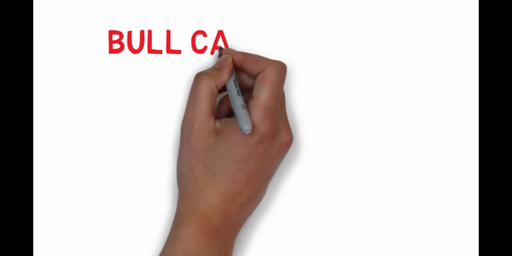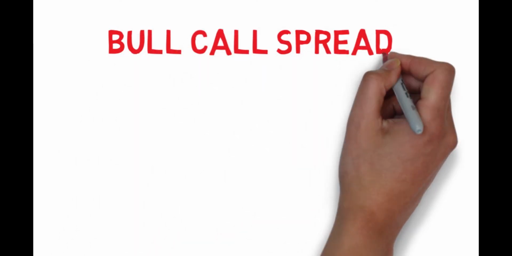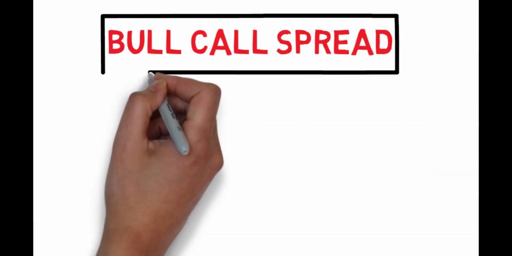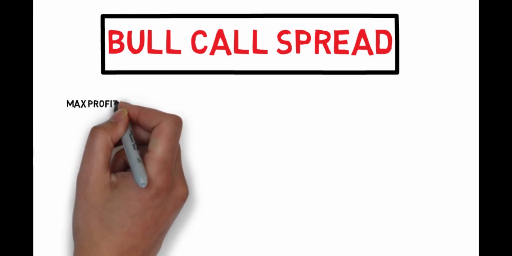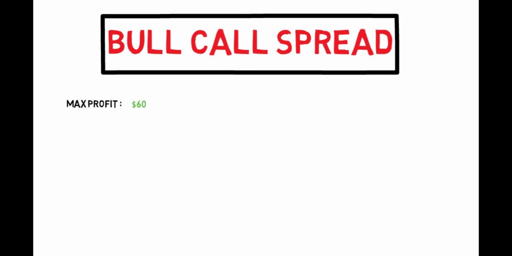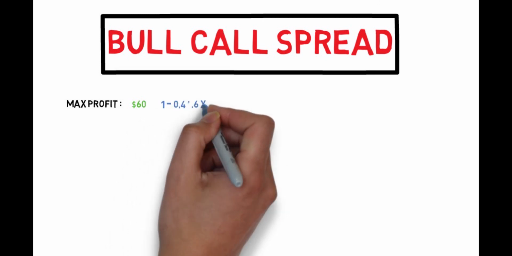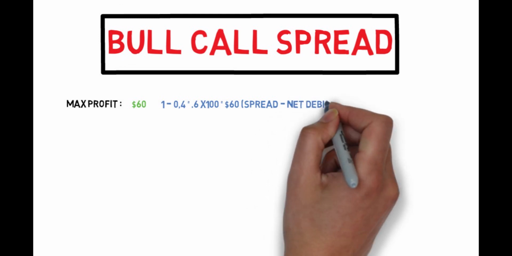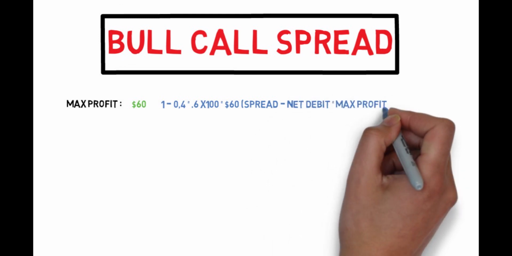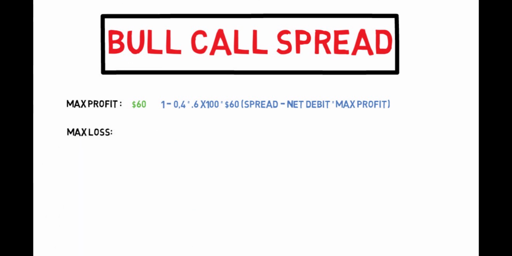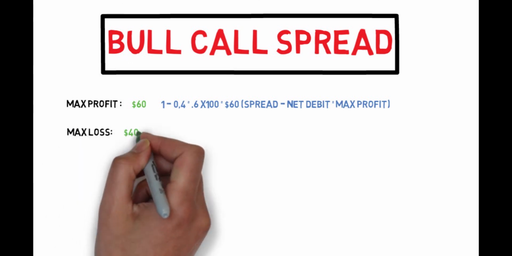Alright, welcome to the second part of this video of the bull call option trading strategy. First things first, we want to find out what our max profit is. To do that, you take the spread, subtract your net debit, and multiply that by 100. In our case, our spread is $46 minus $45, which is a $1 spread, minus our net debit, which is 0.4, which gives us 0.6 times 100. So our max profit is going to be $60.